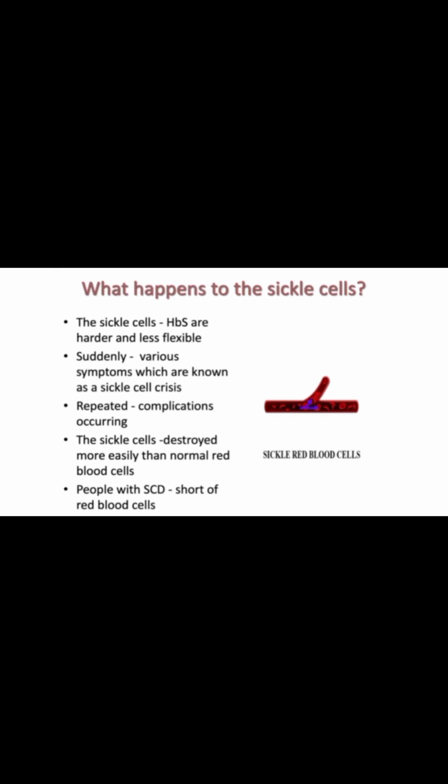What happens to the sickle cells? The sickle cells containing mostly HBS are harder and less flexible than normal red blood cells. So, they can get stuck in the small blood vessels and block them. This can happen quite suddenly, causing various symptoms which are known as sickle cell crisis. Repeated blockages can also lead to complications. The sickle cells are destroyed more easily than normal red blood cells, and this means that people with SCD tend to be short of red blood cells and have moderate and persistent anemia.